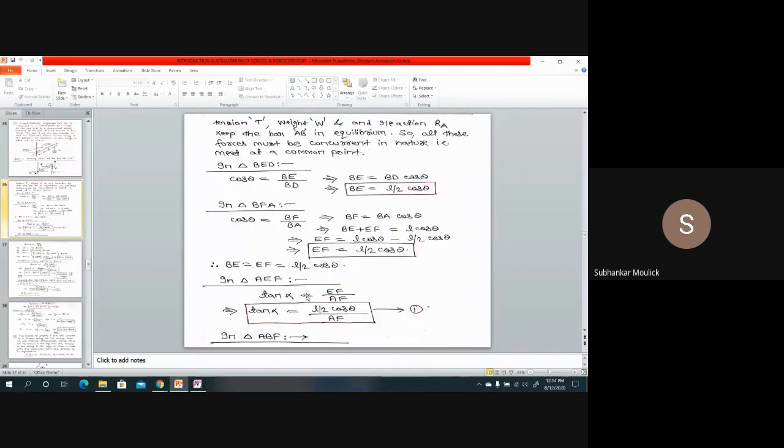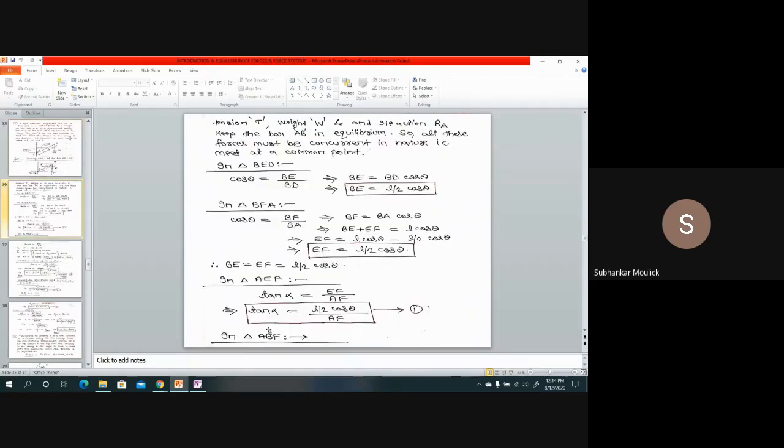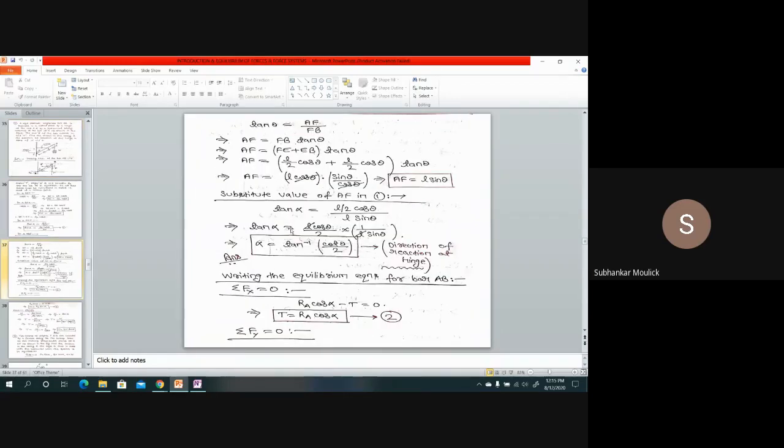This is the direction. This is the value of this angle alpha with which RA will act on this body at point E to keep the body in equilibrium. That is, alpha is equal to tan inverse of cot theta by 2. Is that clear? This will be the direction of the reaction at the hinge.